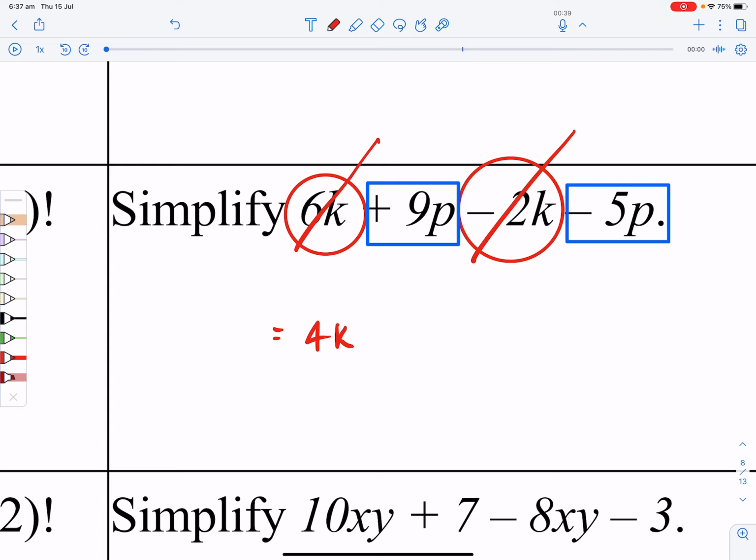Now, this is where students in the past, if they haven't learnt this properly, get confused. They say, should I write down a plus or should I write down a minus? You don't write down anything at the moment. What you do is you ask yourself, what's 9p minus 5p? 9p minus 5p is 4p. So you're going to write down plus 4p.